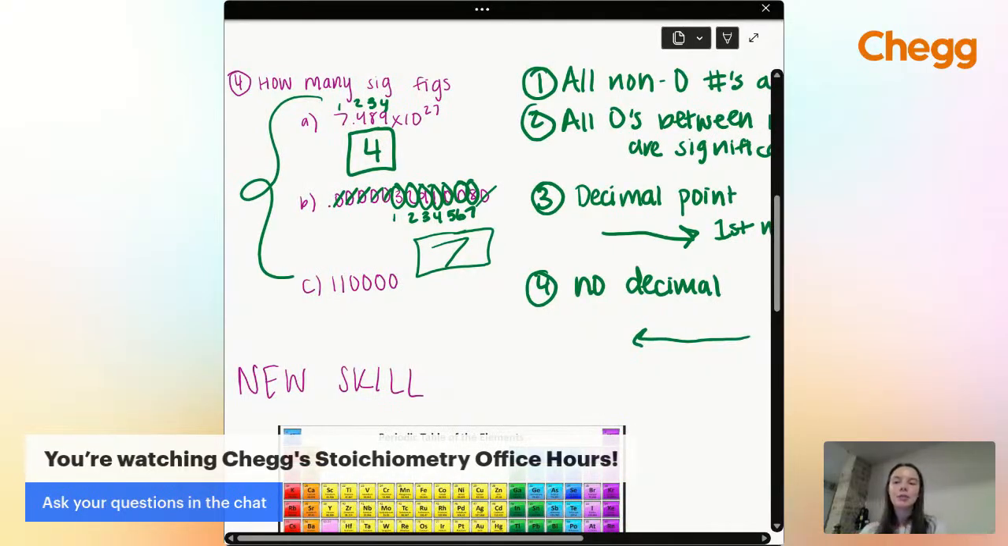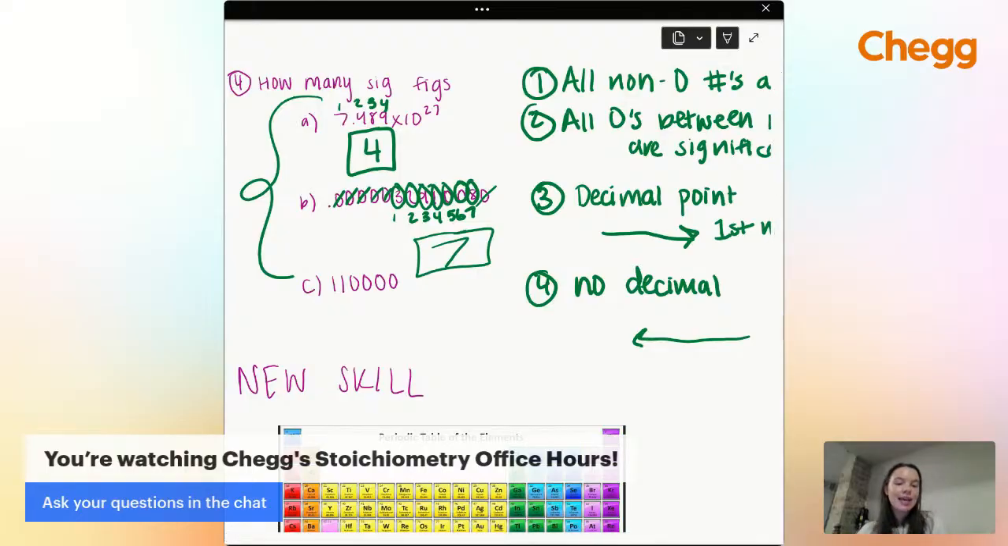And then if you want any more practice with sig figs, let me know in those comments. You've got 20 seconds. All right, about 10 more seconds, guys. How many significant figures are in 110,000?